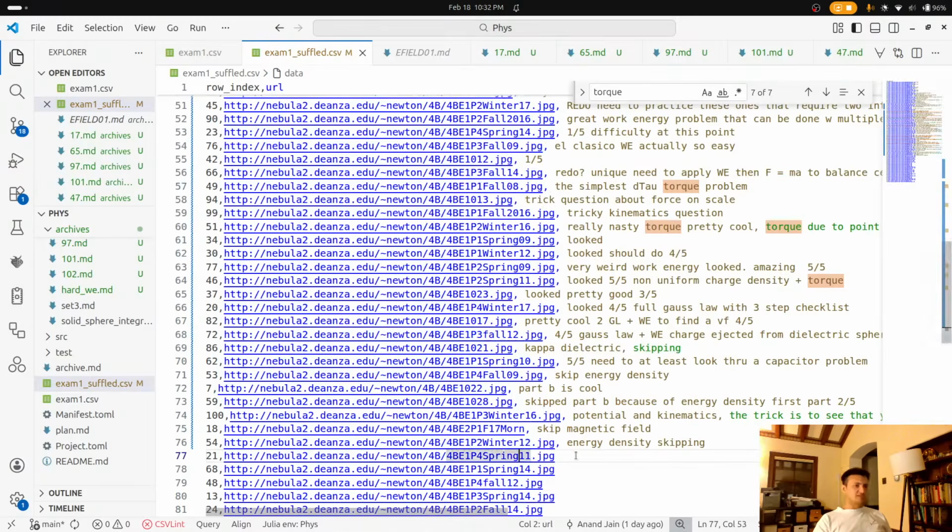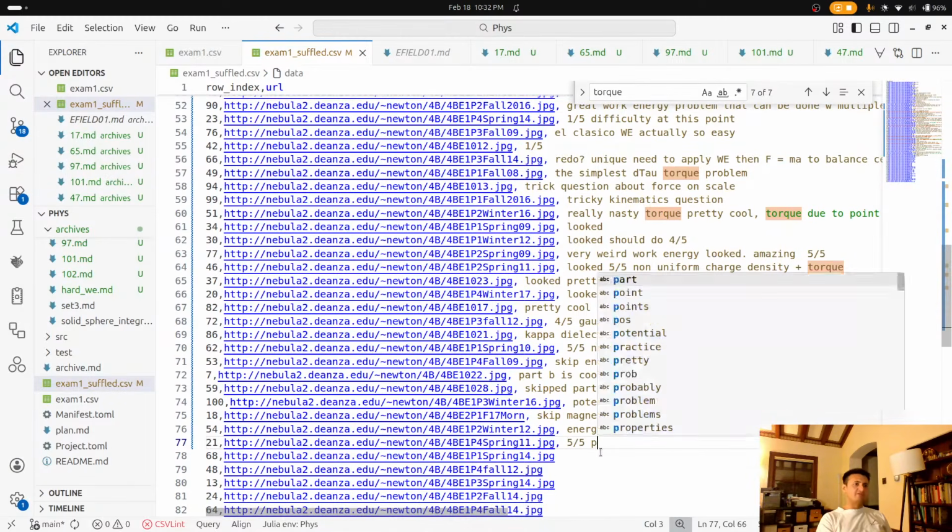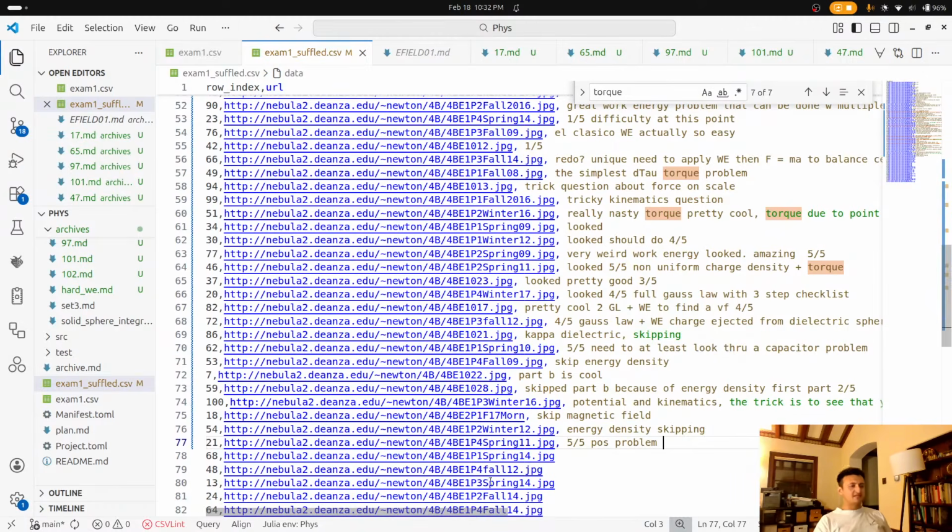This is like the best. This is like a 5 out of 5 POS problem. It's not hard, but let's see. You have this sphere. This is minus rho. This is rho. This is P. E at P equals 0. What is rho prime? And then the radius of this is obviously r over 2. This is r. This is r over 2.